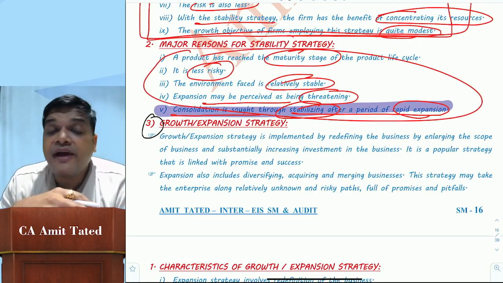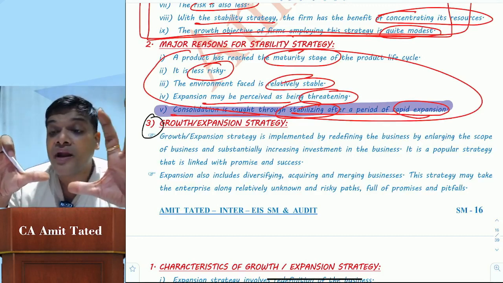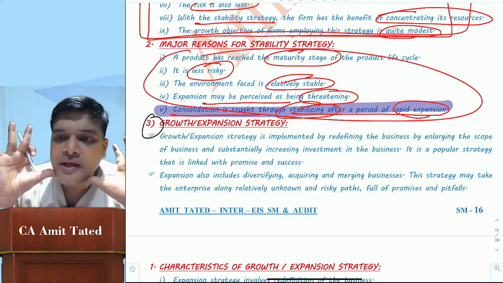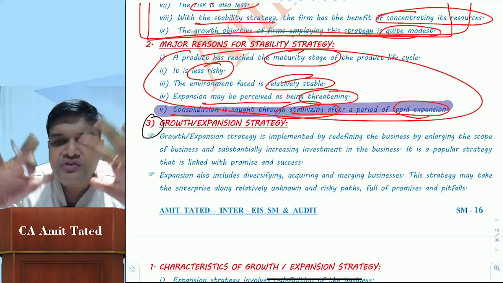If I say my product is at the maturity stage, I don't want to take a risk. I want a stable environment. Expansion is threatening for me, and most important, the rapid expansion has been done multiple times. Now I want to be stable.